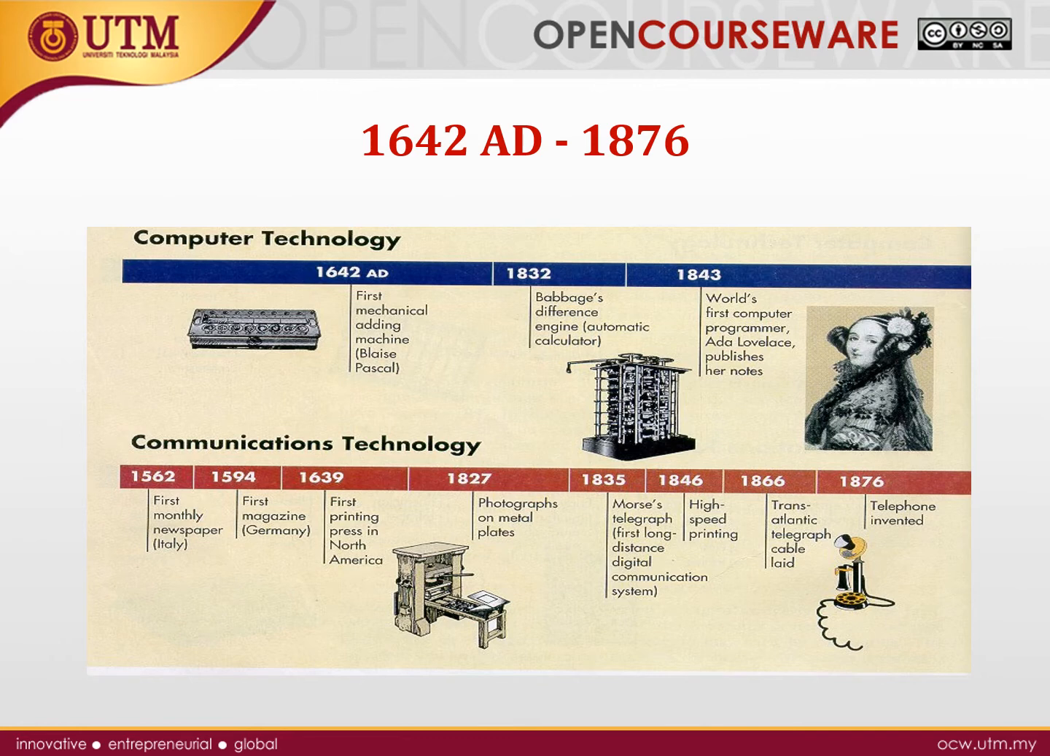And for communication technology, starting from 1562, the first monthly newspaper in Italy, and then the first magazine in Germany in 1594. In 1639, the first printing press, and then in 1827, photographs on metal plates. From 1835 to 1876, the telephone was invented through all these eras.